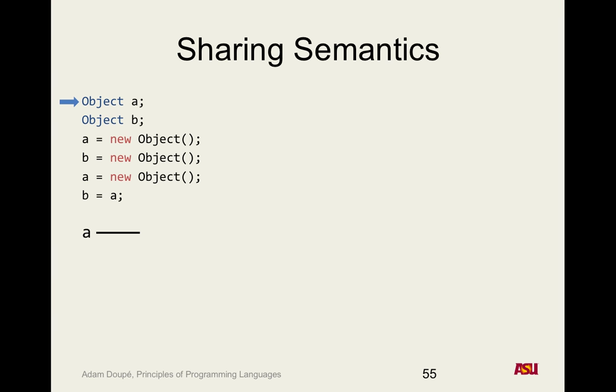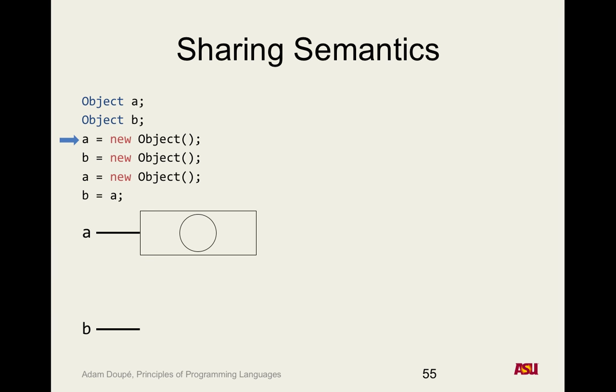No, it's just the name. So yeah, we have A bound to basically nothing. And we get to B, same thing, we have B bound to nothing. And now here we have the assignment operator. So new creates for us, similar to malloc, a new object, a new location. And now our sharing semantics say, bind the left-hand side, bind the A to the location returned by new.